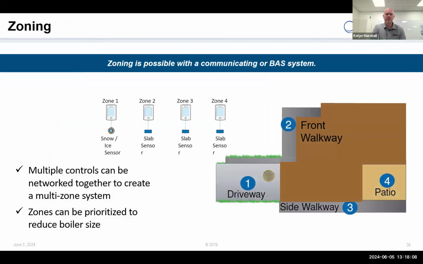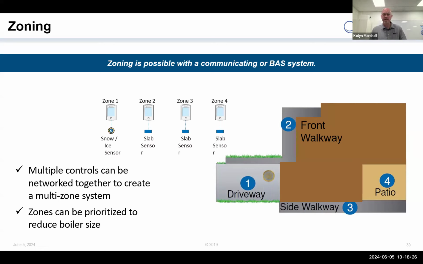Controllers can also be chosen to allow me to have multiple zones. The controller can be smart enough to say, okay, I have 4 zones in this case, and I am going to run these zones in sequence. Zone 1 runs until it melts. Zone 2 runs until it melts. Zone 3 runs until it melts.